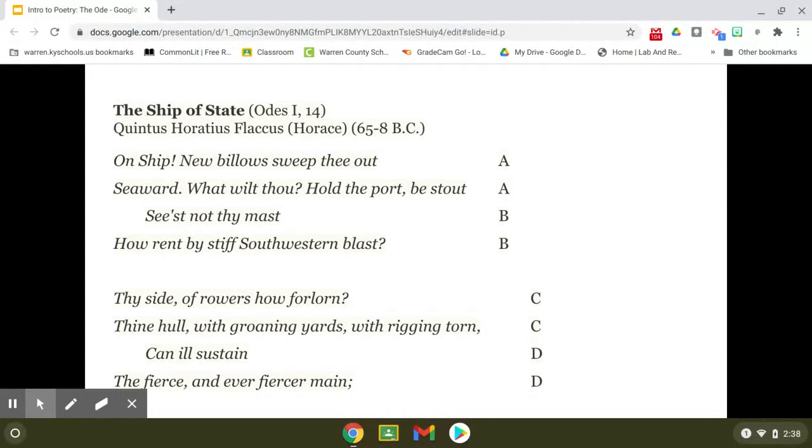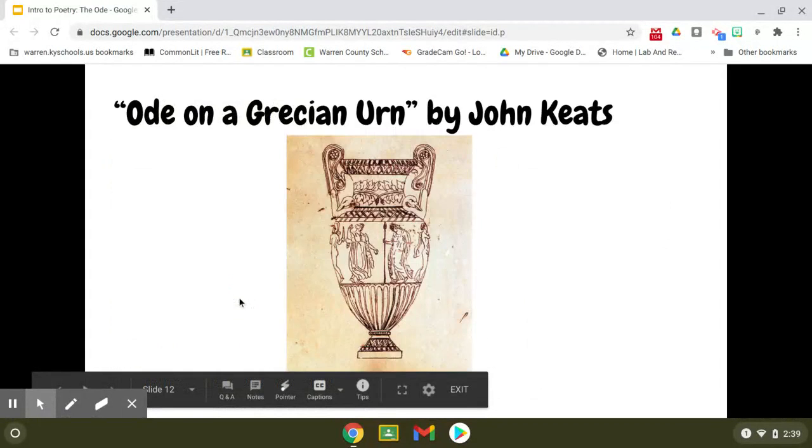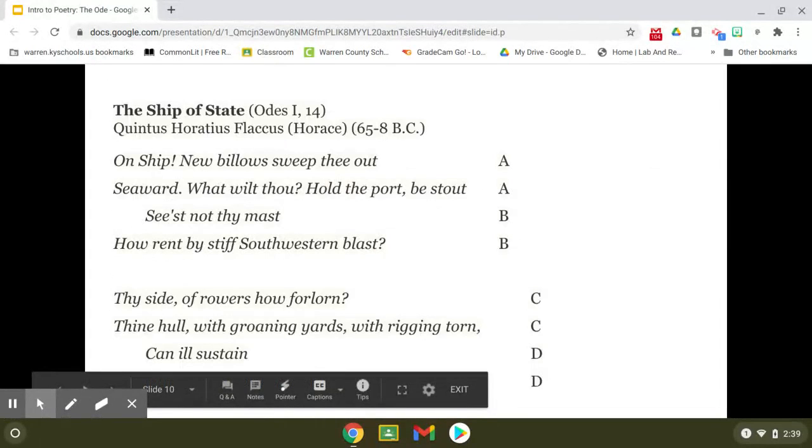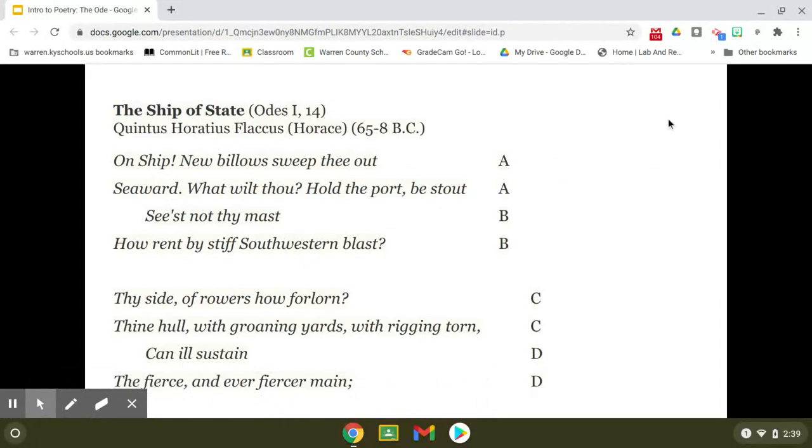"Thy side of rowers, how forlorn! Thine hull with groaning yards, with rigging torn, can ill sustain the fierce and ever fiercer main." Now, I've only given you a portion of the poem here, but he talks about how the rowers are forlorn. So the people who operate within this government are getting down. Forlorn means sad.